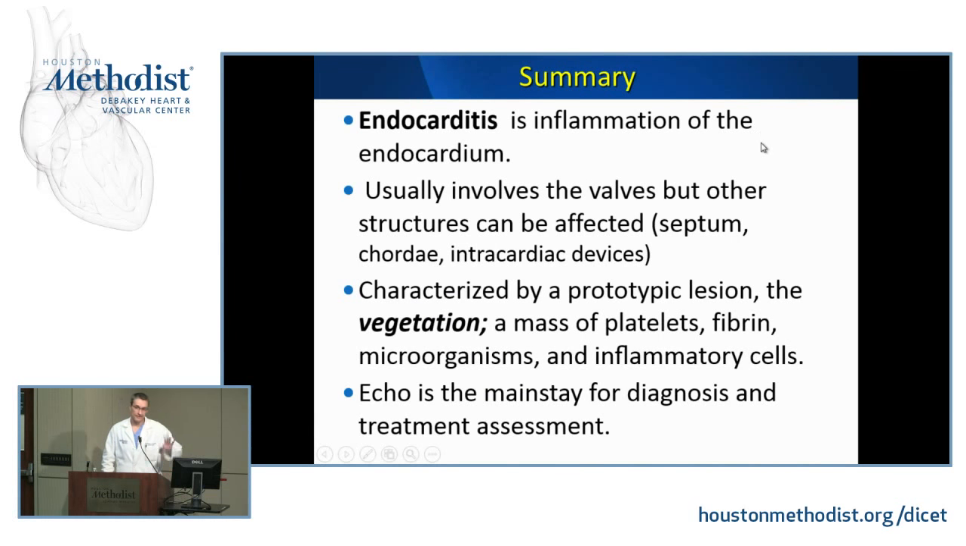So the echo summary, and we'll let Mohammed come up. The echo summary is endocarditis is inflammation of the endocardium. It usually involves the valves, but it can certainly involve a lot of the prosthetic material that we're putting in. The prototypic lesion is the vegetation, which is more than just bacteria. It's also platelet and fibrin. And echo is the mainstay.